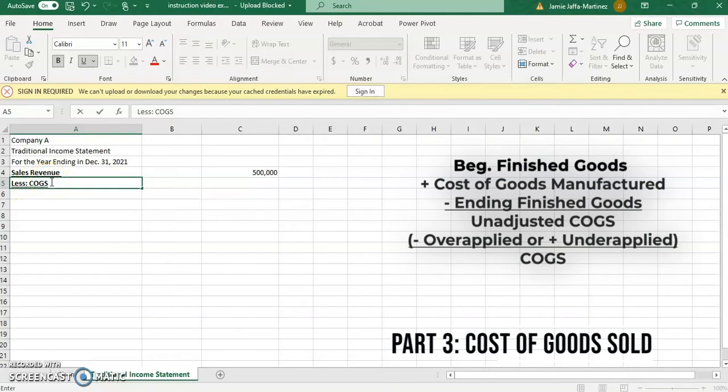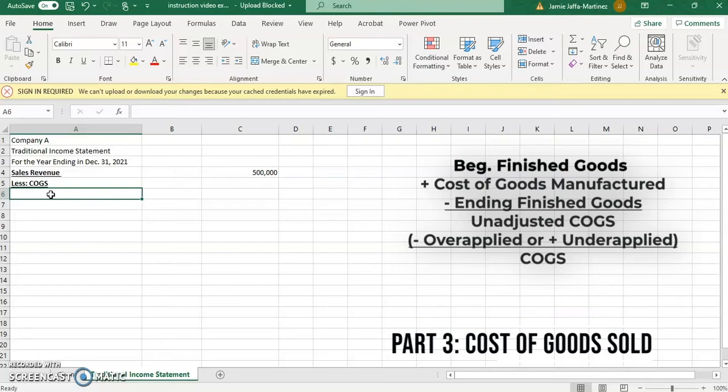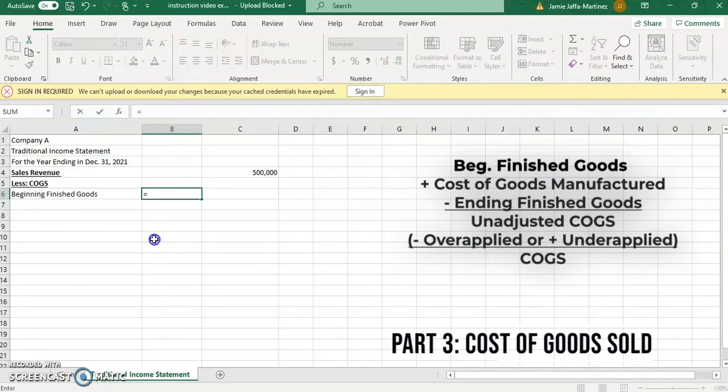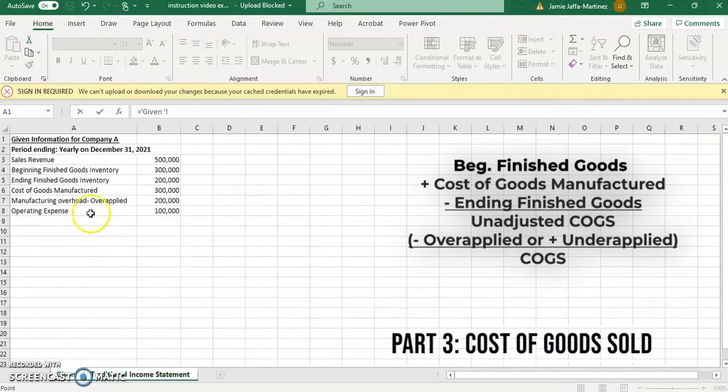From our equation for the cost of goods sold, we start off with the beginning finished inventory. The first thing we do is list the beginning finished inventory right underneath cost of goods sold. This is not underlined or bold since it's not part of our main equation for a traditional income statement. Then in the B column, we put the given amount from the other sheet. You press the equal sign, then the beginning finished goods inventory, and press enter.